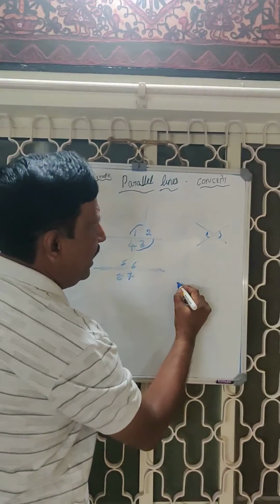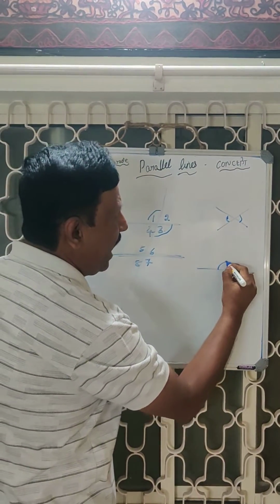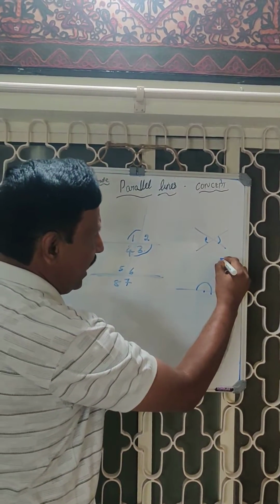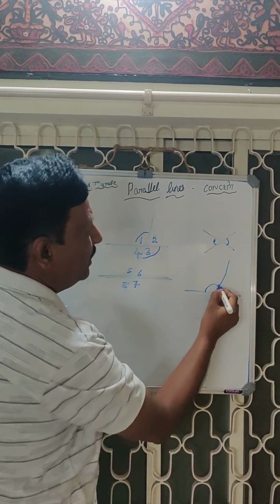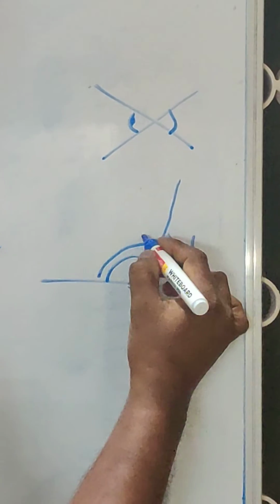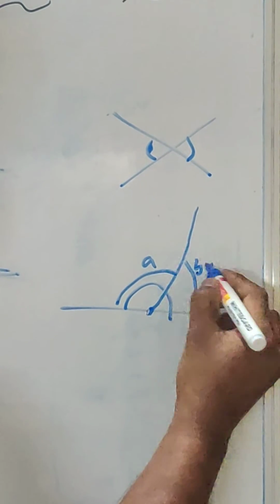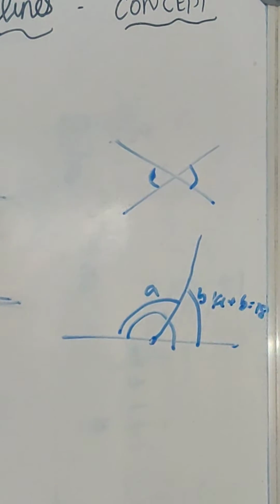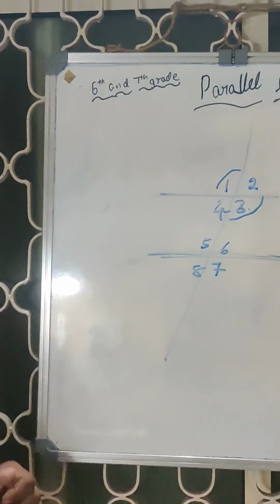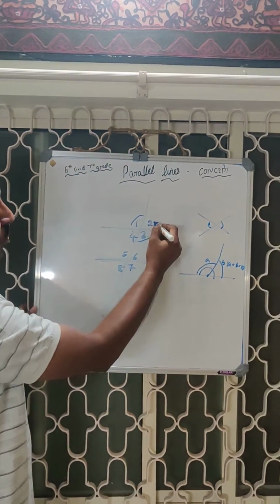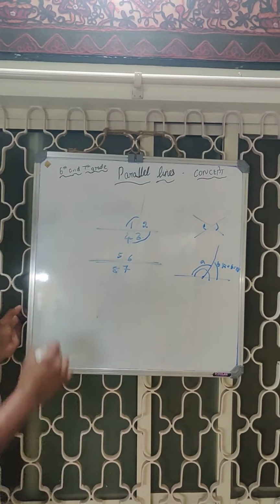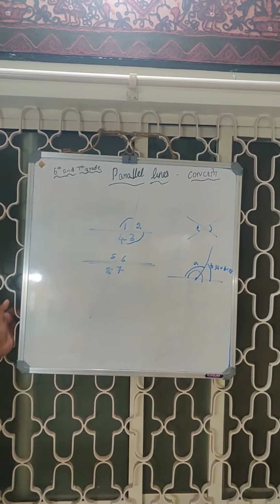Now, when a line is there at any point, the angle is 180 degrees. You know that. So when there is a line at this point, then the sum of these two angles is also 180 degrees. This angle plus this angle is 180 degrees. A plus B equals 180 degrees. Then A and B are called supplementary angles. So here 2 and 3 are supplementary angles. 3 and 4 are supplementary angles. 1 and 4 are supplementary angles. 1 and 2 are supplementary angles.